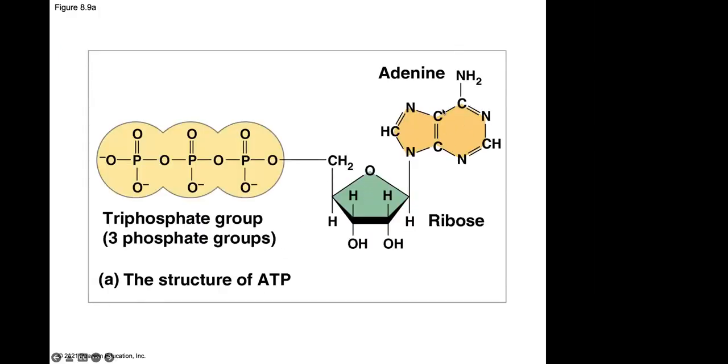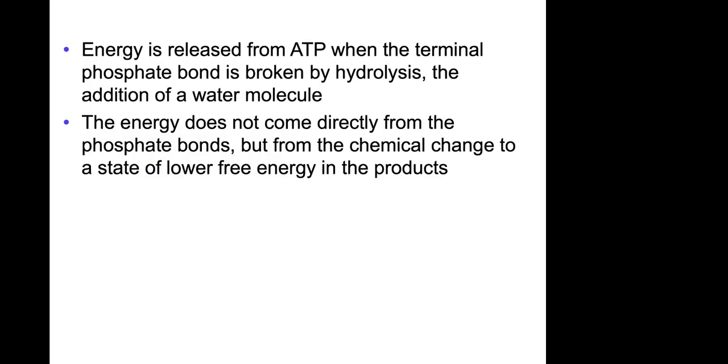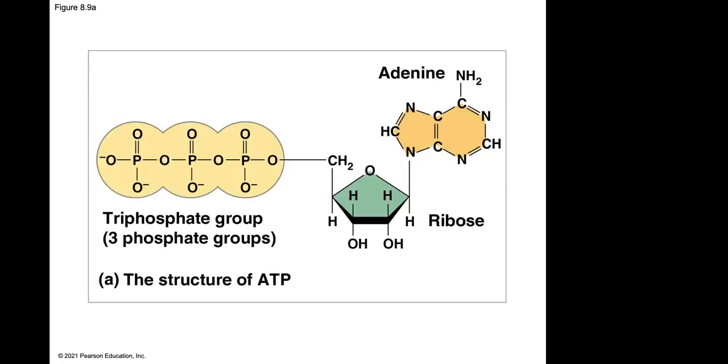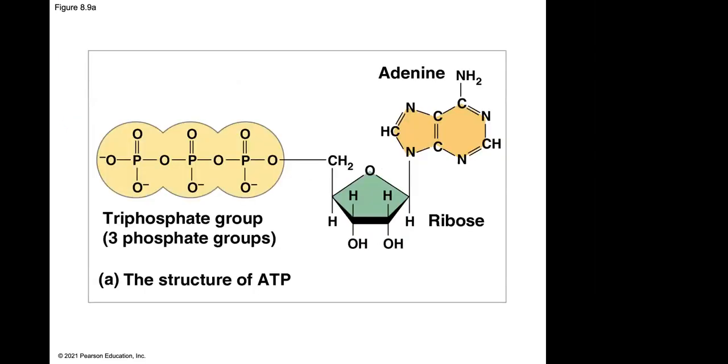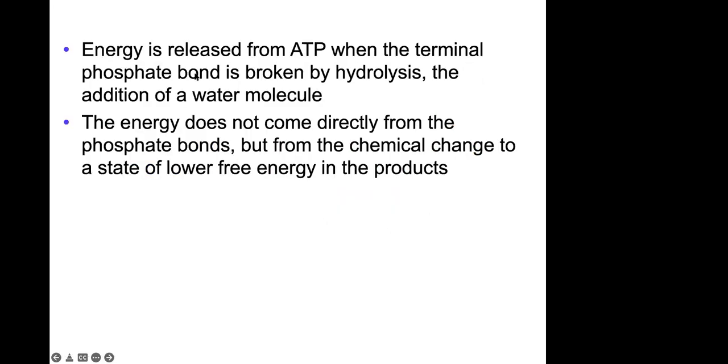So here we have the nitrogen base, our adenine, our ribose, our 5-carbon sugar, and then 3 phosphate groups. Energy is released from ATP when the terminal phosphate bond is broken by hydrolysis, the terminal being the 3rd phosphate. Hydrolysis is the addition of water molecules. When you add the water, you separate the phosphate off of the ATP molecule, making adenosine diphosphate, which is ADP, and a released phosphate. But you've also released the energy in this bond right here as free energy, which can be used by the cell.